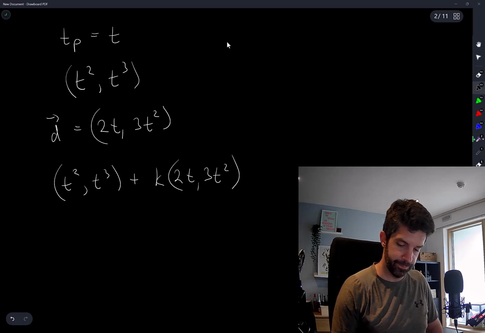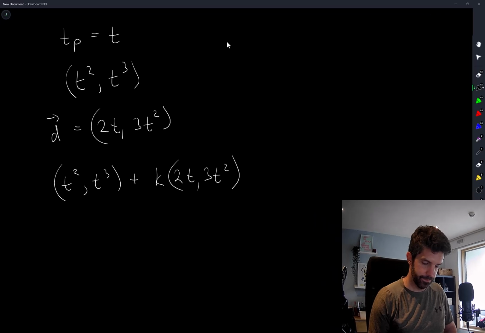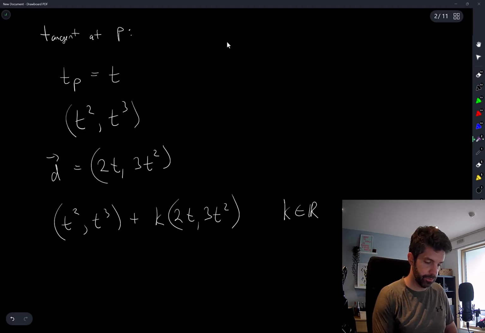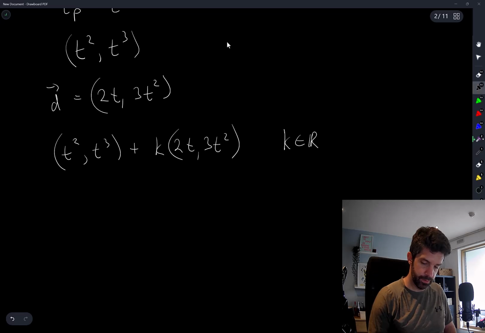And k is a parameter. So we're thinking of t as being fixed. t is fixed such that it corresponds to the point P, and this gives us a vector representation of a tangent line.